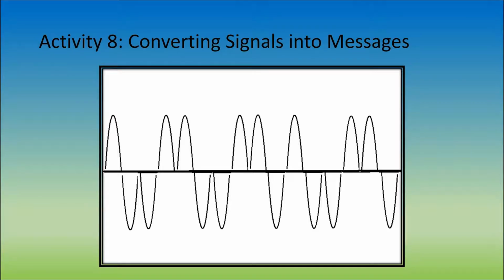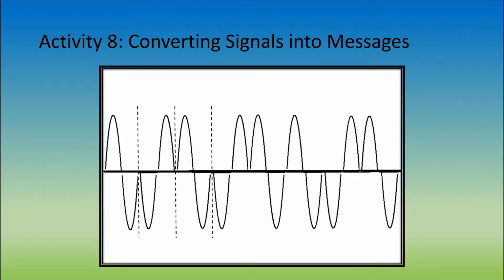Now you will do a small activity converting signals into messages. This specific signal is a Bluetooth signal because it is using phase shift keying in order to form zeros and ones. In addition, this signal represents zeros and ones by using only one phase. I will do this one with you guys.